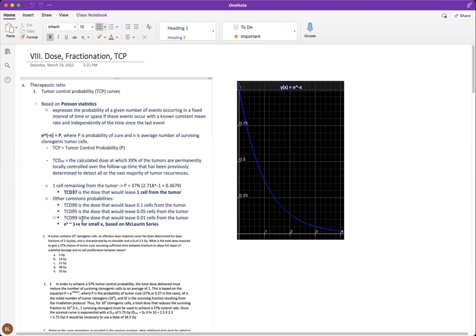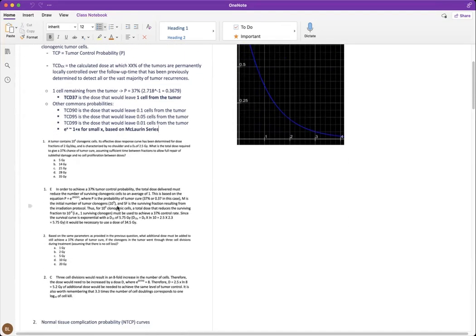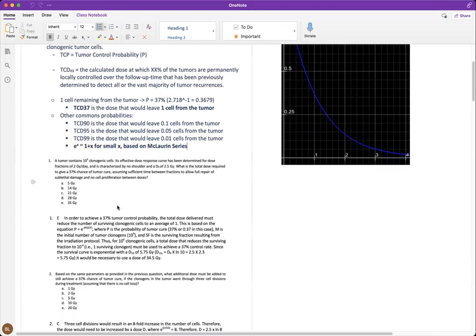For very small x in the formula, we get e to the x equals 1 plus x. So this is part of the Maclaurin series, and this rule of thumb can be helpful. I've also graphed this here so you can see what the curve looks like. And so let's look at some example questions using this new formula.